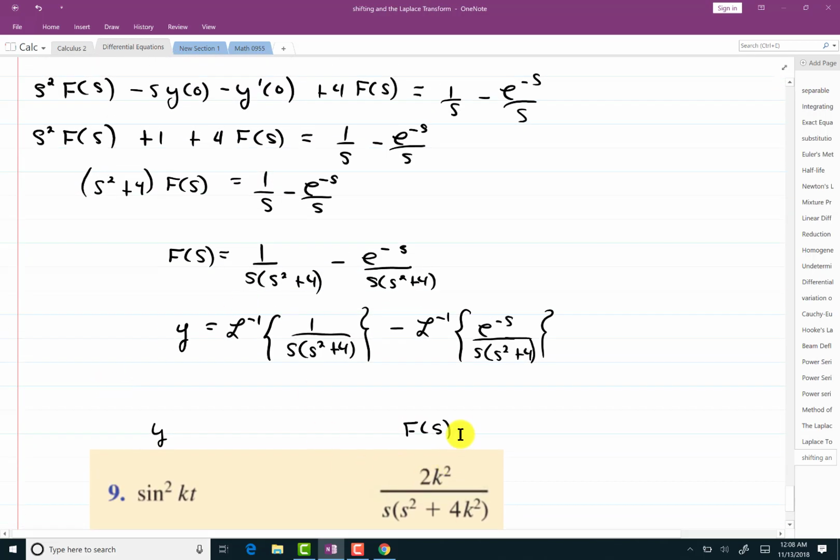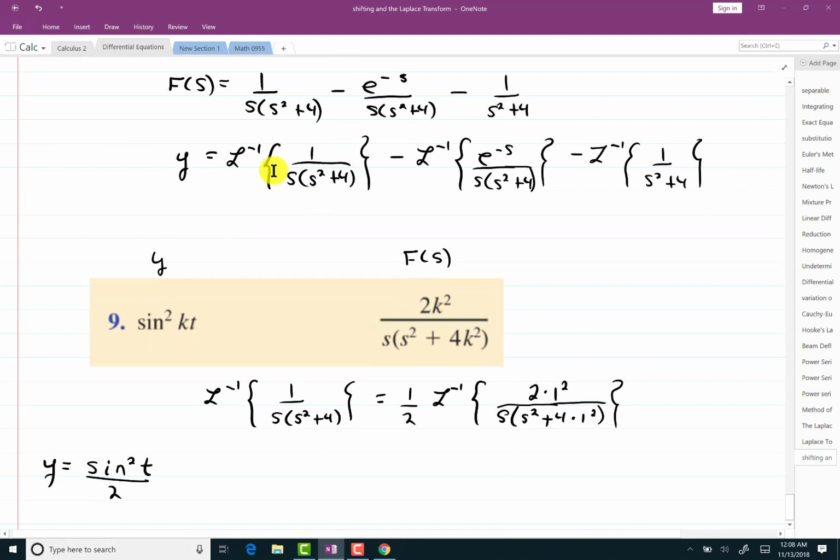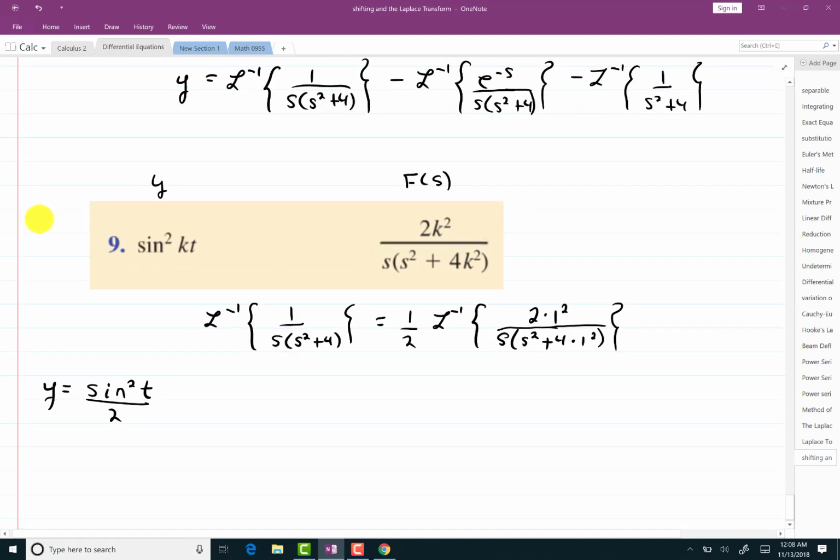Now, as I'm going to try to fix these up, I forgot that I have a -1 over there. So this will have a -1 over s squared plus 4. Of course, I have minus the inverse Laplace of 1 over s squared plus 4. And now, I've handled this part right here. Let me see if I can handle this part right here.